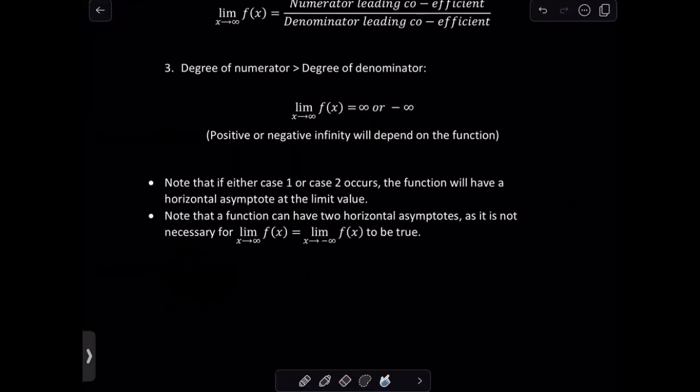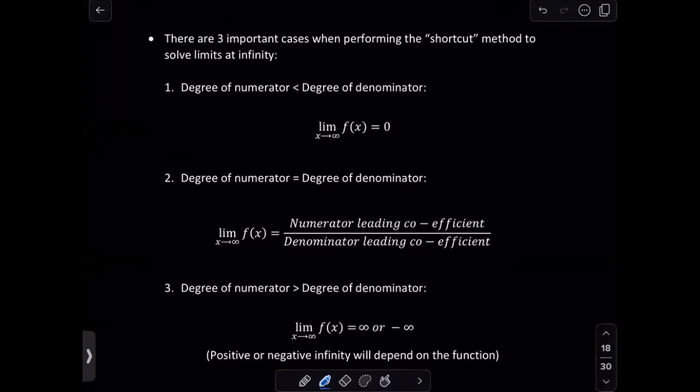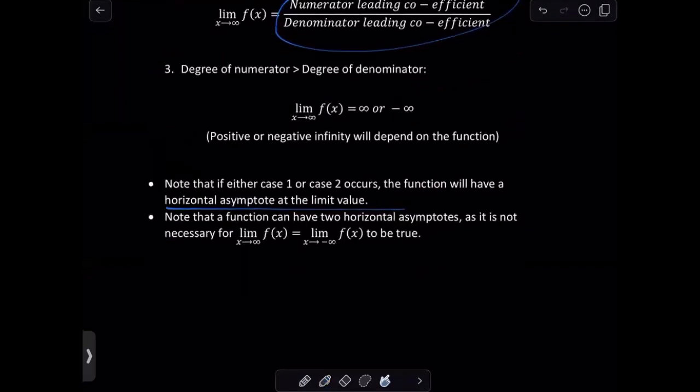Let's go into some more notes. Note that if either case 1 or 2 occurs, the function will have a horizontal asymptote at that limit value. So if you have case 1 or case 2, you're going to have a horizontal asymptote at 0, or at whatever that fraction simplifies to. This is going to be very useful when you are covering graph sketching, so just take note of that.